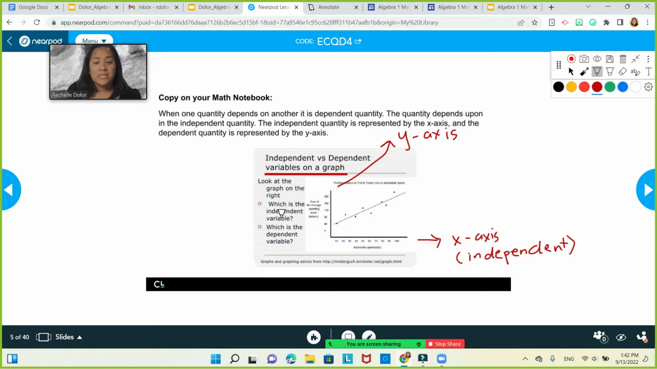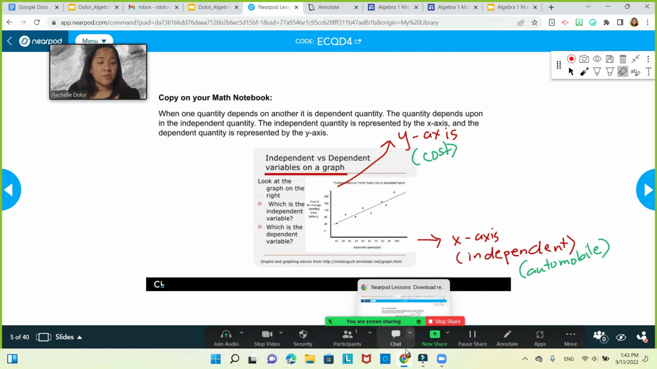Okay, so which is the independent variable? The independent variable is the automobile, based on the chart or graph. And the y-axis or dependent is the cost. I guess it depends on the automobile how much it costs, right? If it is a luxury car, of course it's expensive. If it's a regular car, it's not that expensive, right? So the cost depends on what kind of automobile you have. So I hope that makes sense. All right, make sure you copy this one and pause this video.